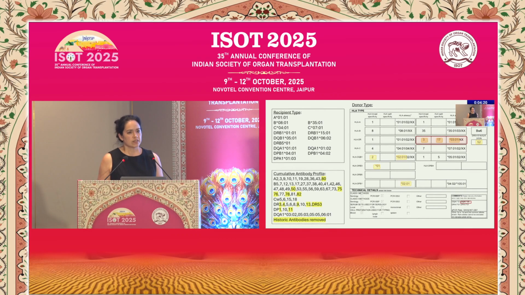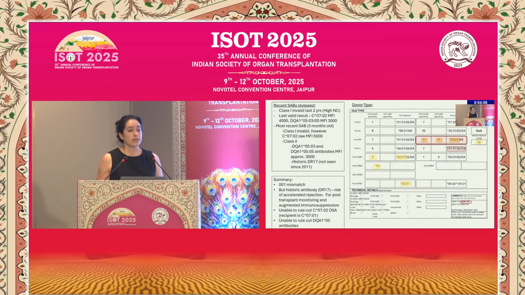And we can see in his cumulative antibody profile that he has DQ alpha 0503 and 0505 antibodies. So there could potentially be a donor-specific antibody here. So I went and I reviewed his single antigen bead results, and actually over the last 2 years, we've had invalid class 2 results because he's had a high negative control reading. But prior to 2 years, we had a valid result with a C702 donor-specific antibody, possible donor-specific antibody with 4,000 MFI. We don't know whether this is donor-specific or not.